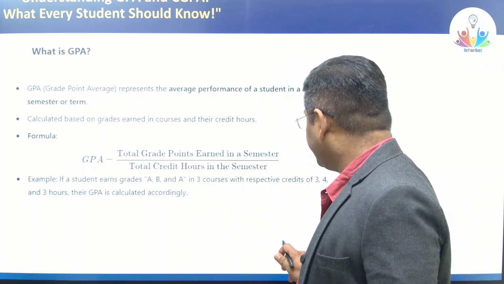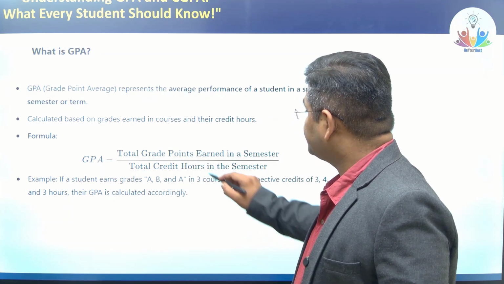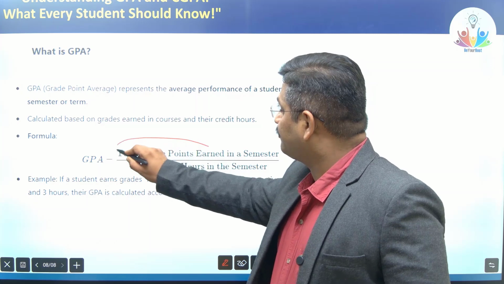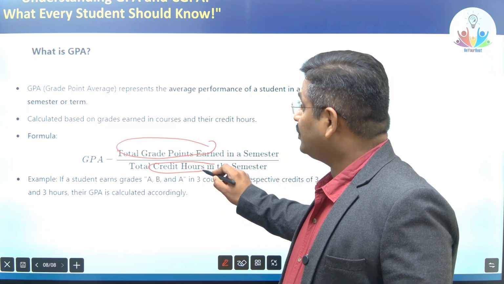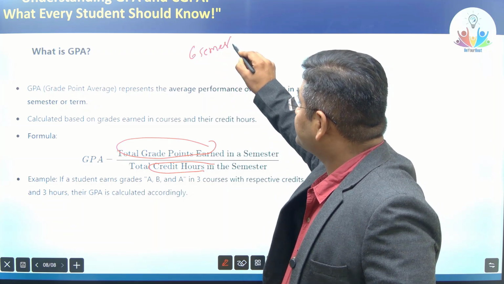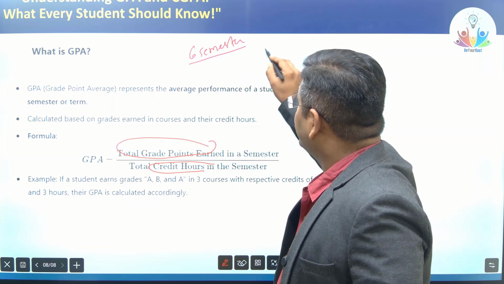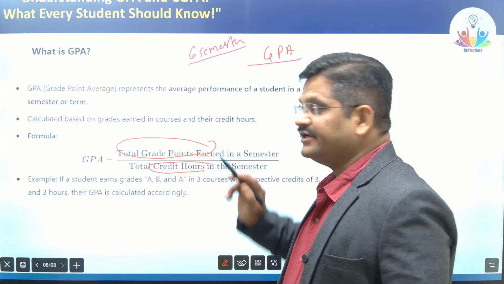But one technical term is very clearly mentioned here. Which are the technical terms clearly mentioned here? Total grade points and total credit hours. Total grade points means, 6 semesters are there. Each semester's total grade points are divided by the credit hours.